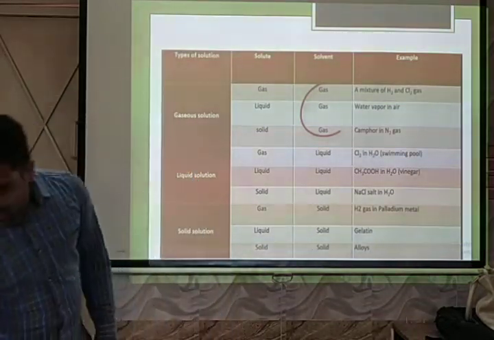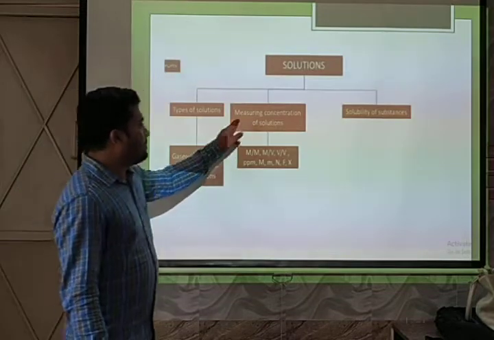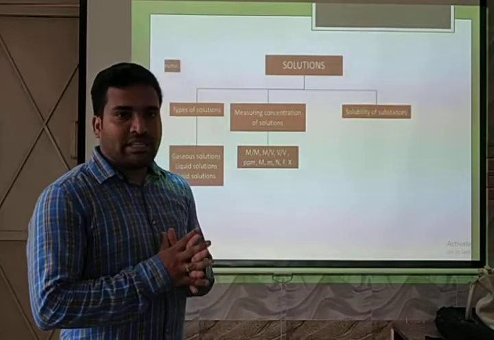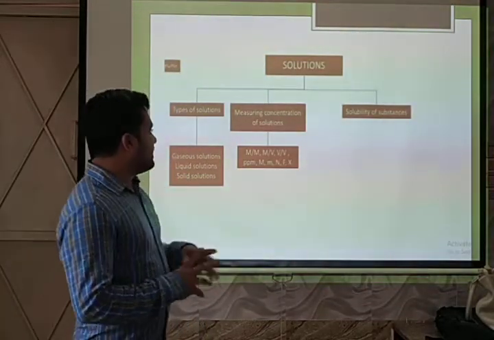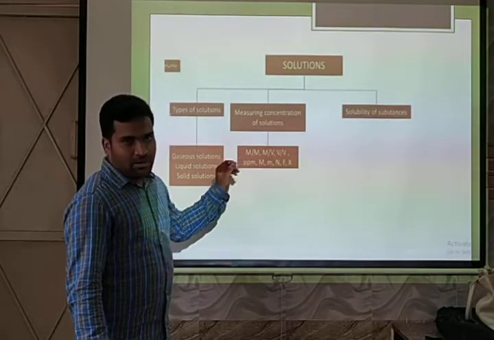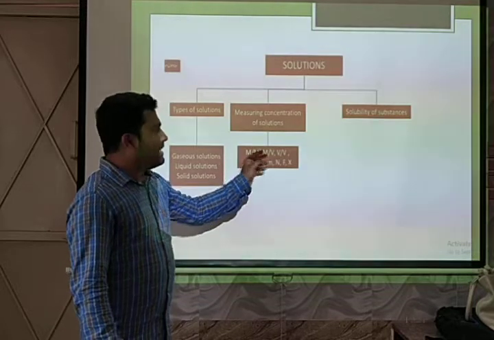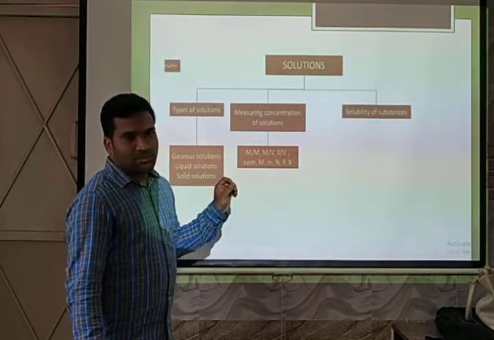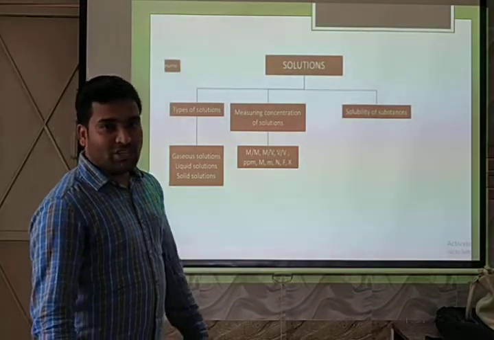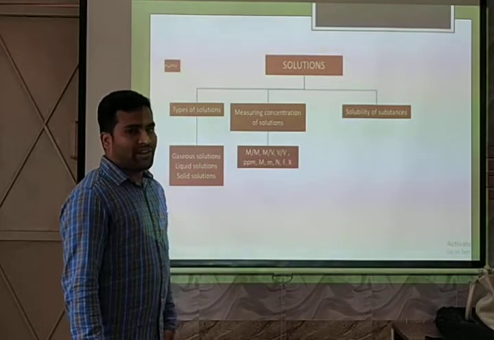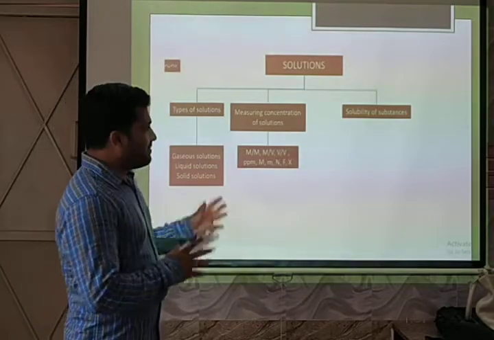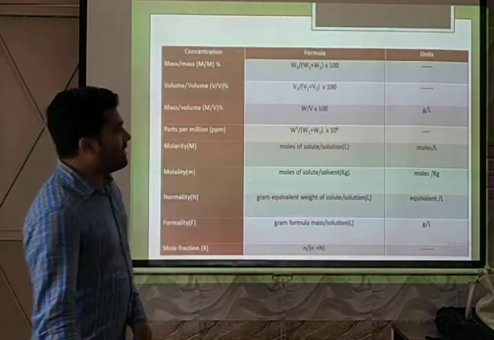Next classification is measuring concentration of solutions. The amount of substance in a particular solution gives the concentration of the solution. Based on that, we have different terminologies, that is concentration terms. Very first is mass percentage, next is volume percentage, next is mass by volume percentage, next is parts per million, molarity, molality, normality, formality, and mole fraction. In first year we have seen some of these, like molarity, molality and mole fraction. The remaining we will see in this section. I have briefed all these here.